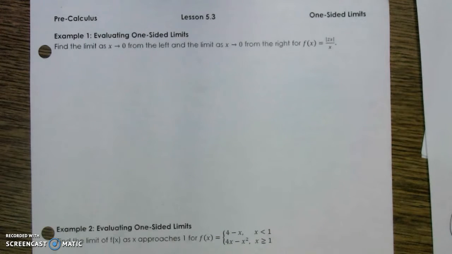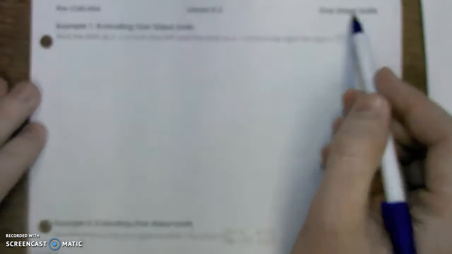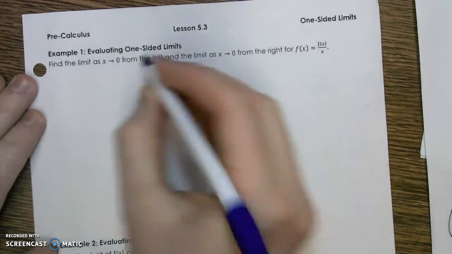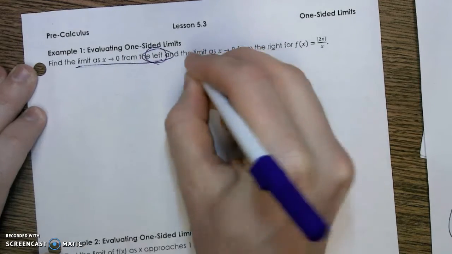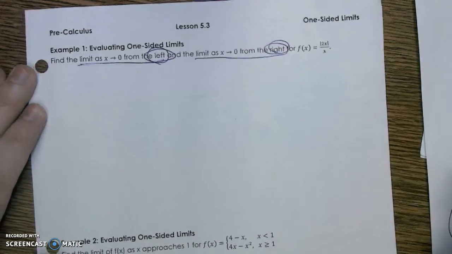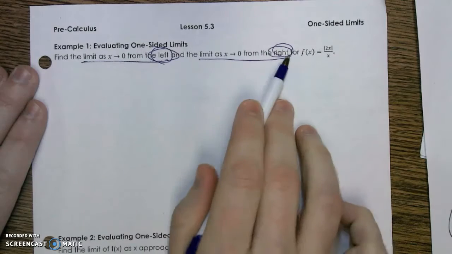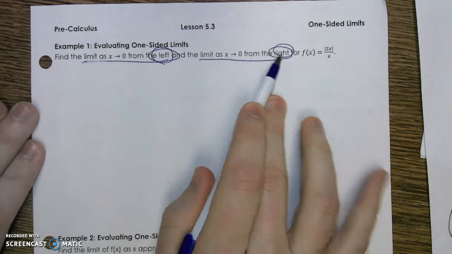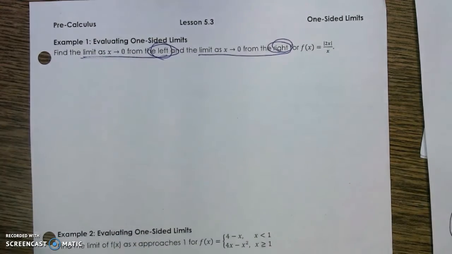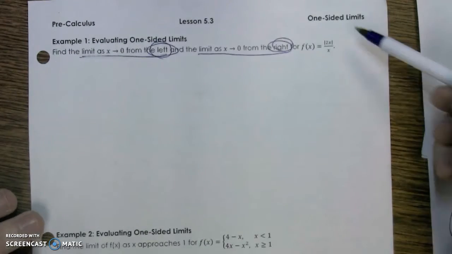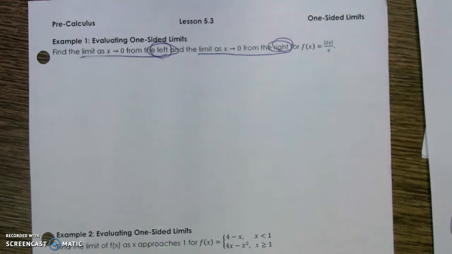In lesson 5.3, we're talking about one-sided limits. So what we do is we look at the limit from the left side, and then we look at the limit from the right, and we want to make sure that they're the same value, the same limit. And if they're the same, then we can say the limit of the entire function is whatever that number is. So let's go to Desmos and type in this function.